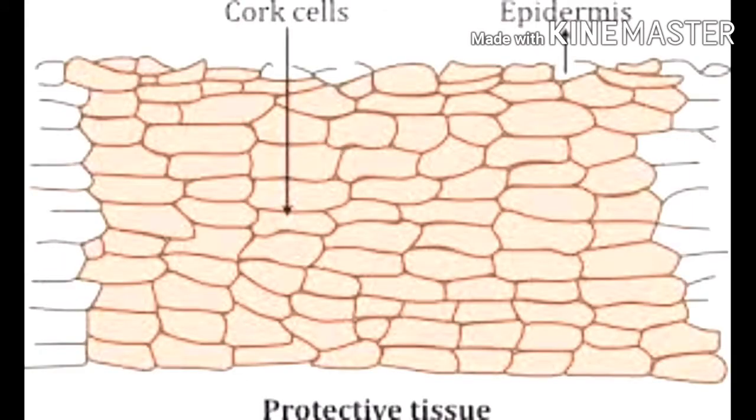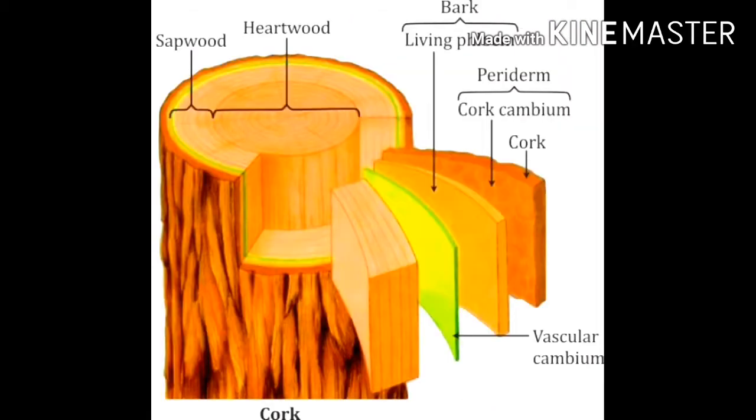What is suberin? It is a wax-like fatty substance. So it makes them impervious to gases and water. What is the meaning of impervious? Not allowing to pass through. So it makes them impervious to gases and water. So cork tissue is protective tissue, and these are the functions of cork tissue.